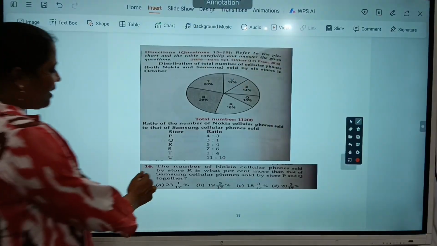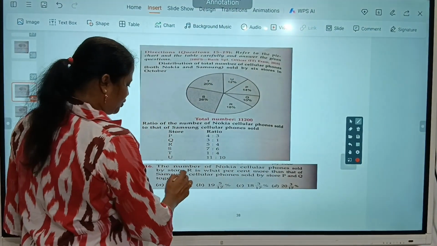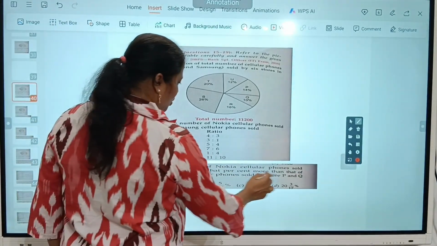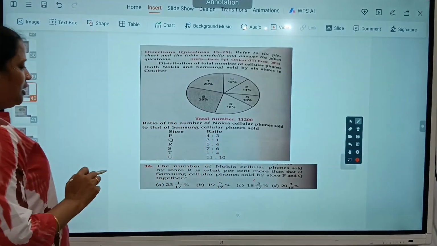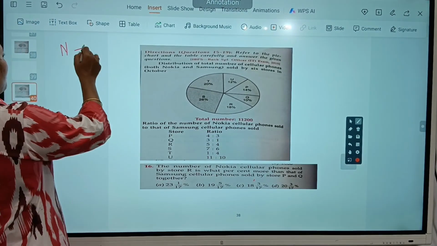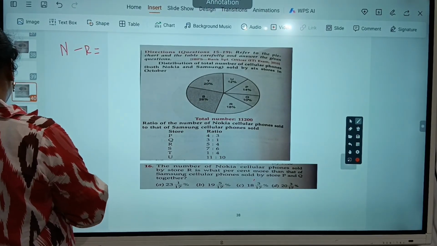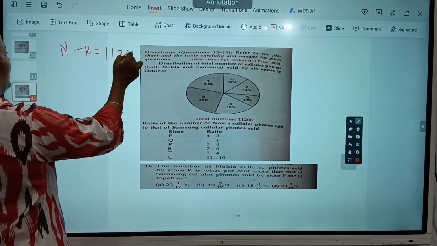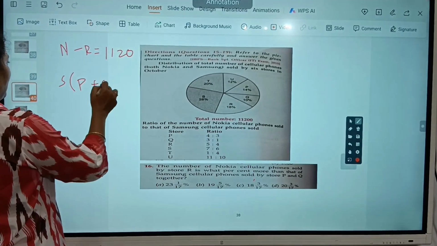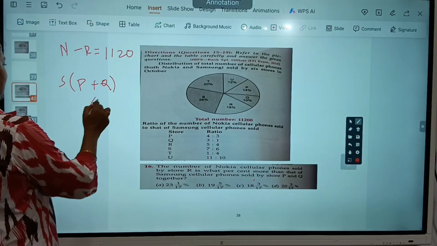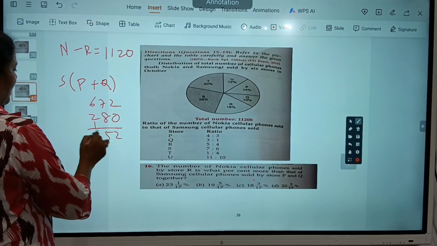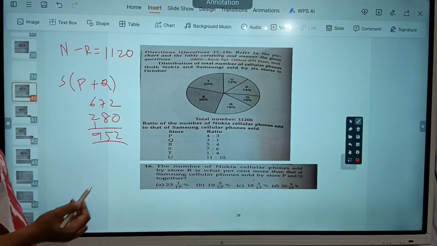Second question. The number of Nokia cell phones sold by store R is what percent more than that of Samsung cell phones sold by store P and Q together? So the Nokia phones sold by store R we have to take. What is the value we got in the table? 1120. And Samsung mobiles, from which store we have to add P plus Q. This is nothing but 672 and 280, means 952.